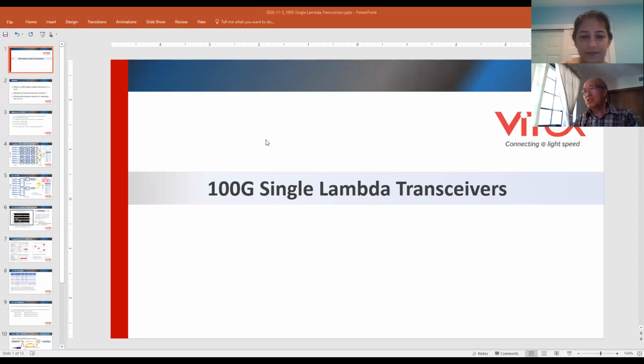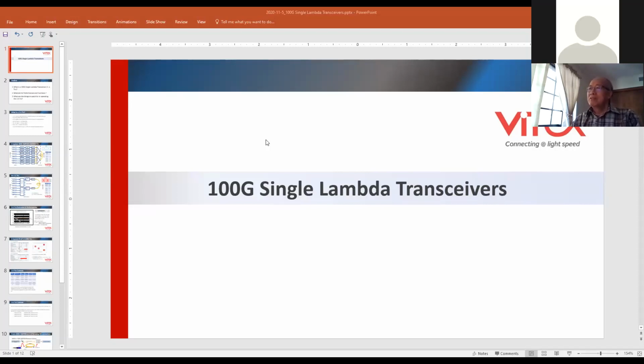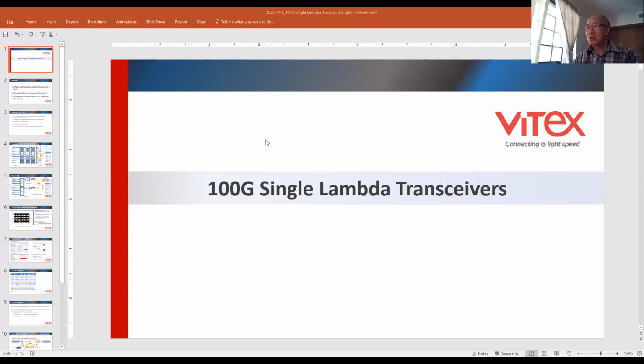The talk is on 100G single lambda transceivers. I know there are some presentations on single lambda on the web, and I will concentrate on some practicality of it, namely how to use it and what some real parameters are. So hopefully this will give you some insight into single lambda, to say the least.